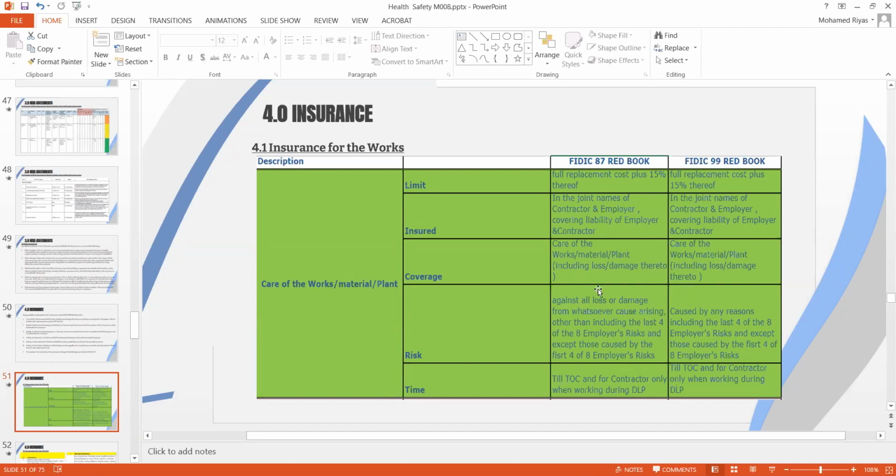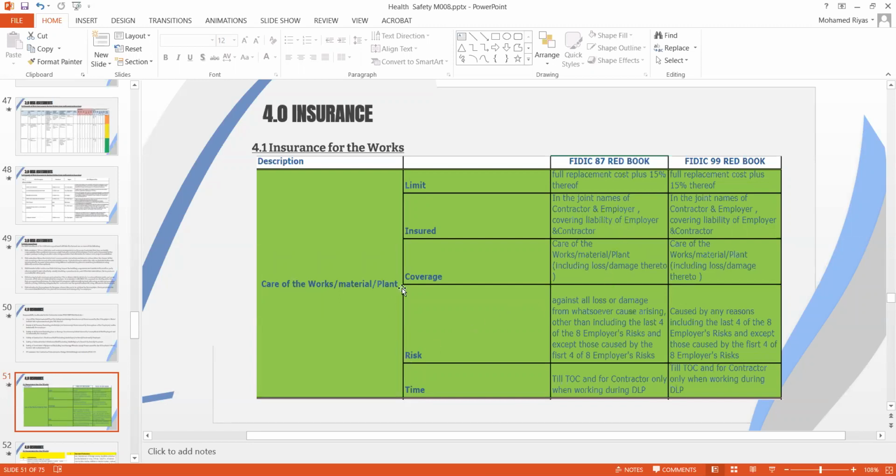If you look at the FIDIC, there are 8 risks which are categorized as employer risk. Out of these 8 risks, the bottom 4 you're supposed to cover in the CAR policy as per FIDIC 87. And FIDIC 99 is similar to that. The time is till TOC, and for the contractor only when working during DLP. Time limit again, same, till TOC. So this is the summary of CAR policy, which is contractual risk policy.